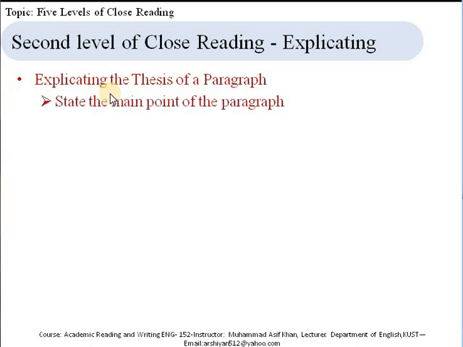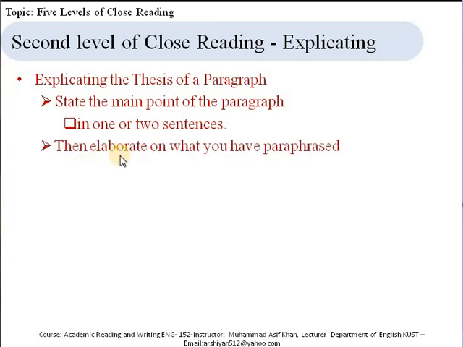Then the second level of close reading is explicating. By explicating, I mean that you explain the thesis or the argument of that paragraph or that passage or that text or that work. So state the main point of the paragraph or passage or text in 1 or 2 sentences. Here you have to explain the argument of the paragraph which you have read. And the first step of explicating is that you state the main idea or main point of any piece of literature that you are explicating.